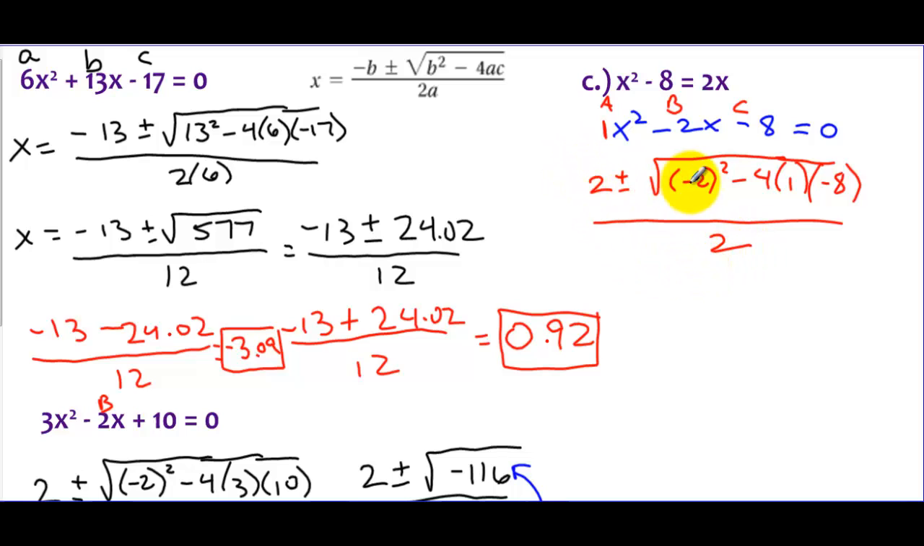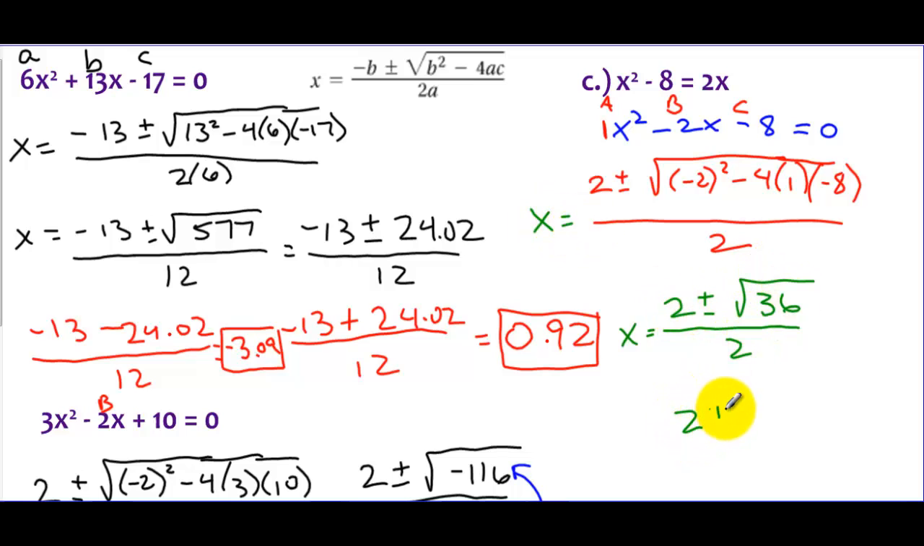So I'm going to simplify inside the radical and say this turns into 2 plus or minus, well, negative 2 squared is 4, and it's going to be plus 32. Well, that's 36. All over 2. So this is what x equals. Now I can simplify. I know the square root of 36.